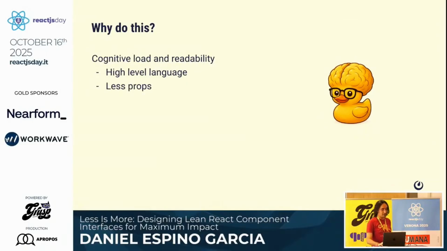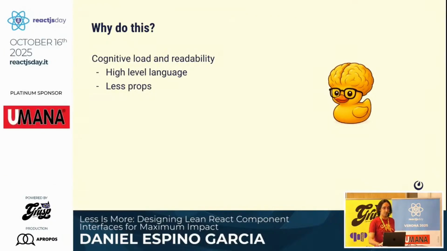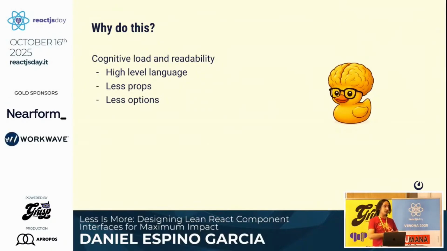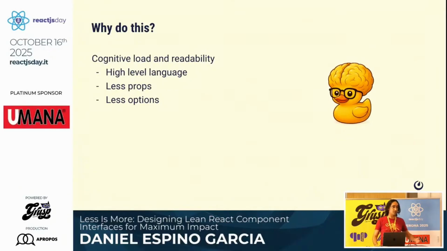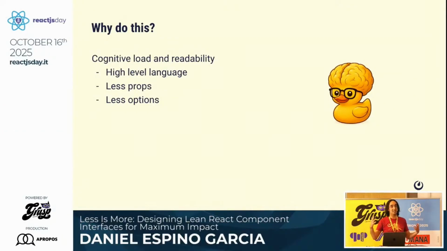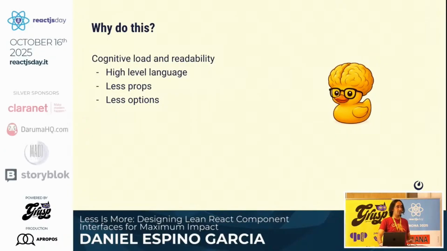So if you have fewer props when you are using a component, you are able to handle that information and understand that prop way better. And the same with fewer options. If you have to decide from an infinite number of options, like for example a number prop, it's really hard to decide which one is the right one. You will have to go to other parts of the code or remember what it meant, a medium button, for example. If you have fewer options, everything is way easier.